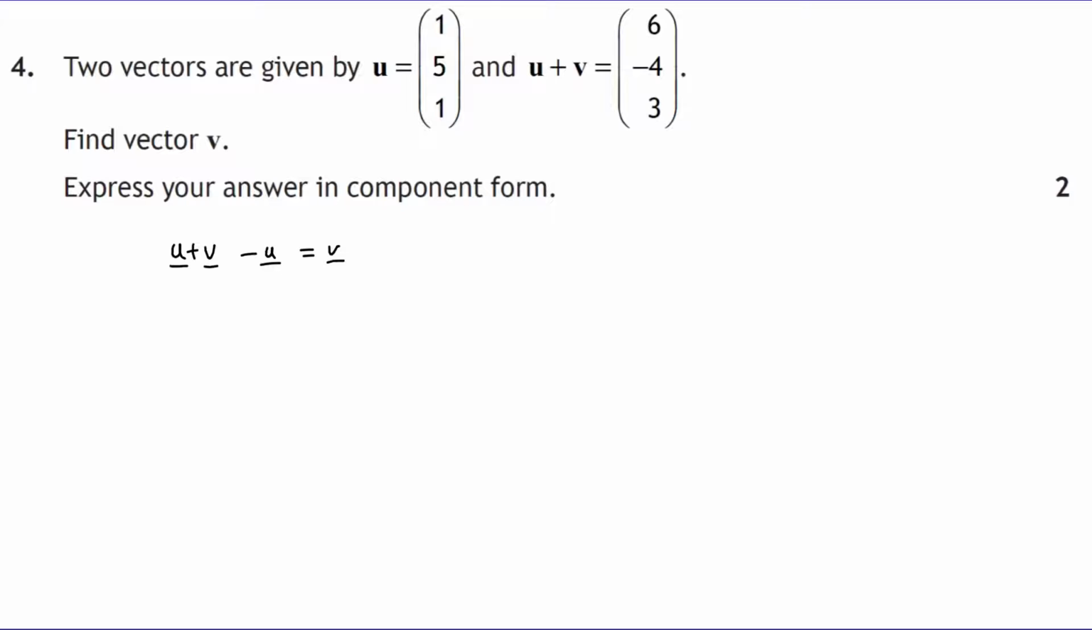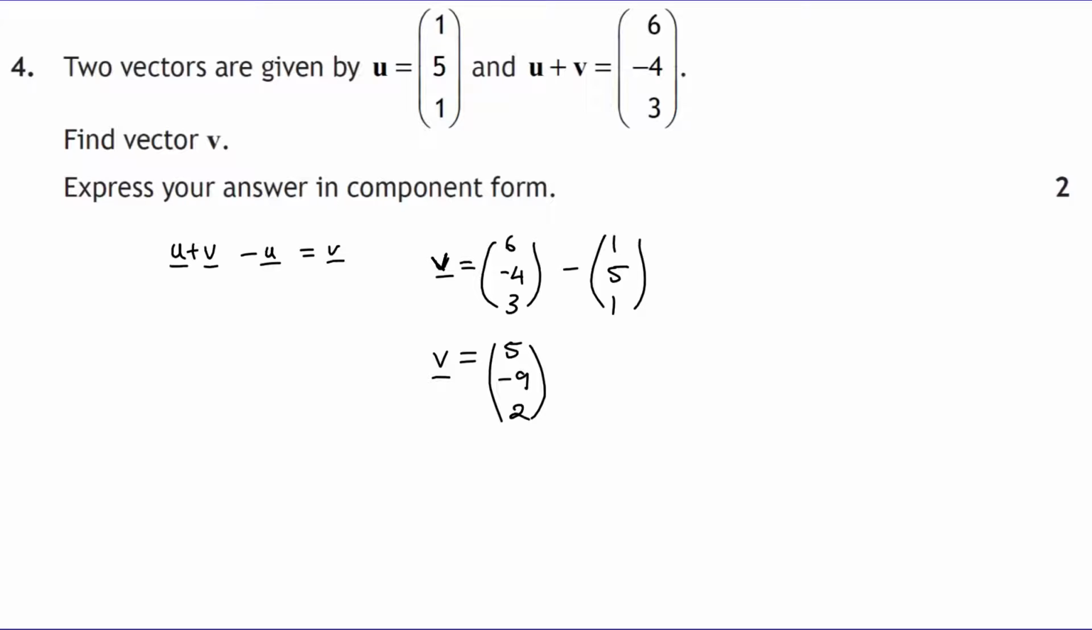Okay, so (6, -4, 3), take away (1, 5, 1). And we'll just do a component at a time. So x components, 6 take away 1 is 5, -4 take away 5 is -9, and 3 take away 1 is 2. Okay, and that's our answer expressed in component form for v.